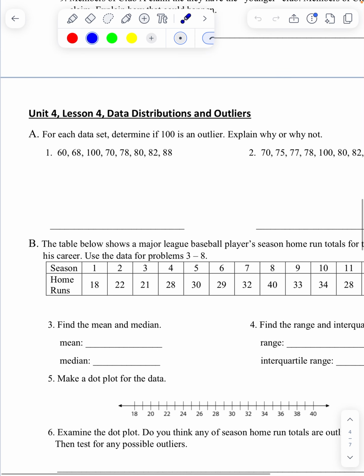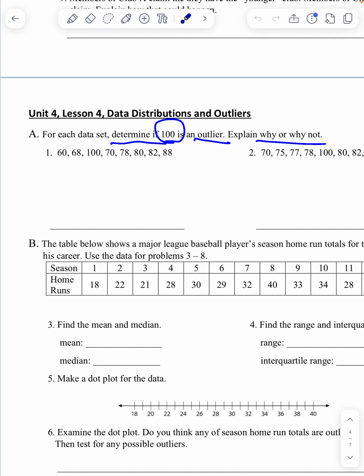We're going to use 1.5 times the IQR to find out the fence, the lower fence or the upper fence, to test the outlier, yeah? So for the first one, part A, for each data set, determine if 100 is an outlier. Explain why or why not. Okay, how to do this?